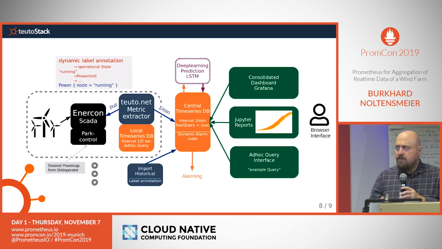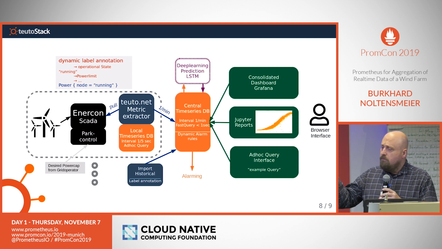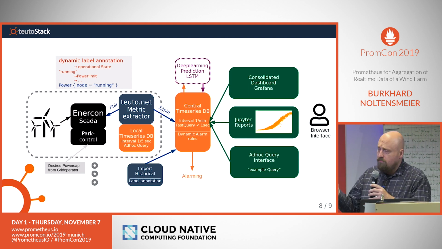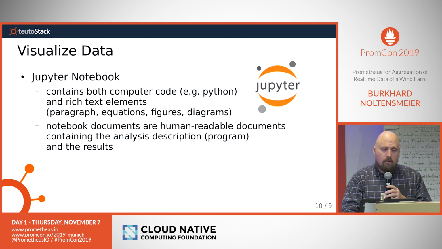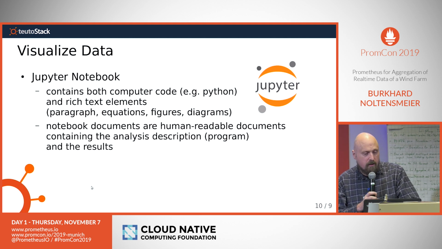And this is the architecture that we came up with. We get the data from the left, from the Enercon system, and then we have a small metrics extractor, and then we pull it into a Prometheus database. Then we put some more effort into dashboards and visualizing the data, which I will show now. So, Grafana, as you may know, and Jupyter Notebook, and I will switch now and try if it's working.